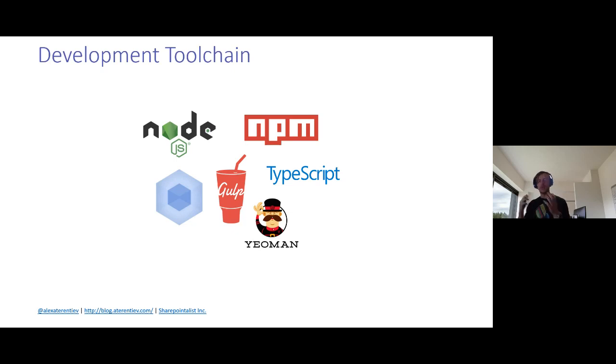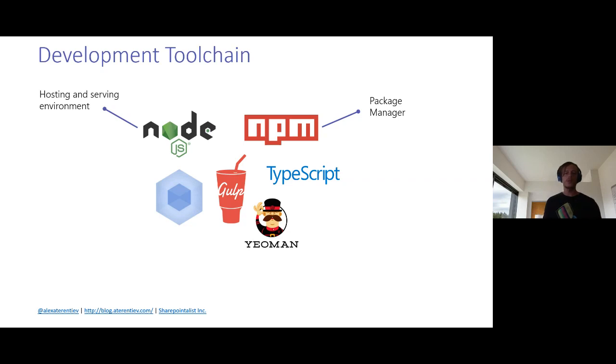And I want to talk a little bit more about the development toolchain. As I said, we are not in a .NET world, we are in a front-end world, but all the tools that we have for development are pretty similar to what we had in .NET. So, for example, Node.js is a hosting and serving environment for JavaScript projects, and it's pretty similar to IIS Express in .NET. NPM is a package manager that allows you to reference external libraries or external modules in your project, and it's pretty similar to NuGet package manager.